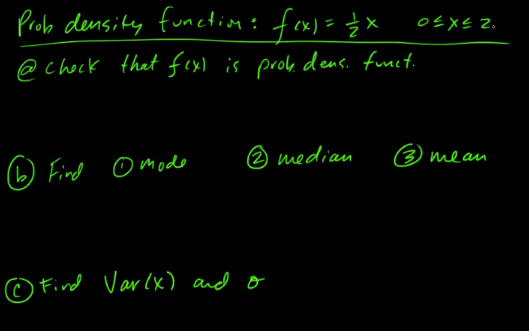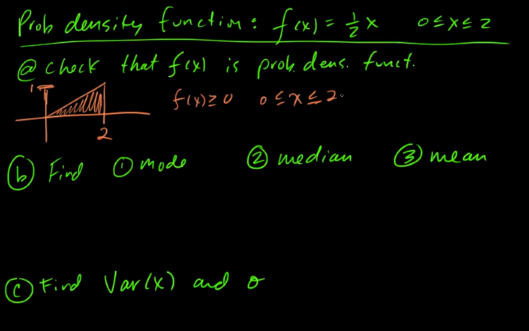Okay, so the first thing is we have to check that we have a probability density function. And if we look at a graph, we're going up 1 over 2. So right here would be 1. Up 1 over 2, we look at the area under the curve. All of that is above the x-axis, so we know that f of x is greater than or equal to 0 on the interval from 0 to 2. So that checks out.